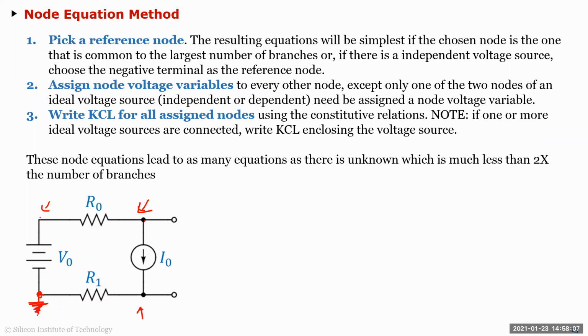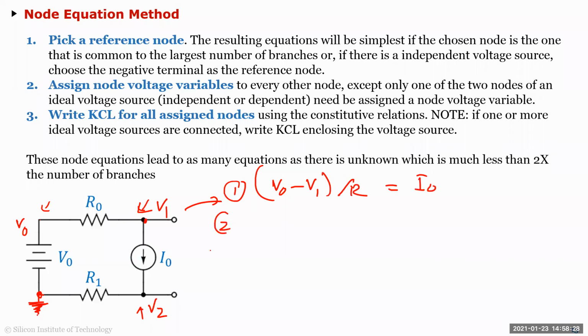You make this ground. This one you don't have to name, because this is always V naught, because this is an ideal voltage source. Then you name the others, let's say V1, V2. So you write the KCL at this point. That's your first KCL. This will be V naught minus V1 by R naught is equal to I naught. And the second one will be the KCL for this node, which is I naught equals V2 over R1.